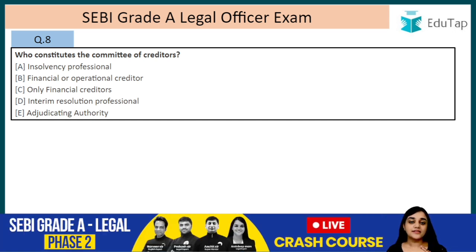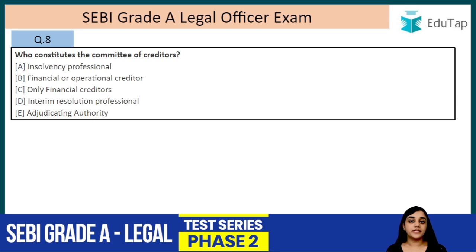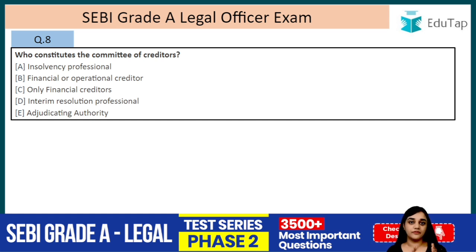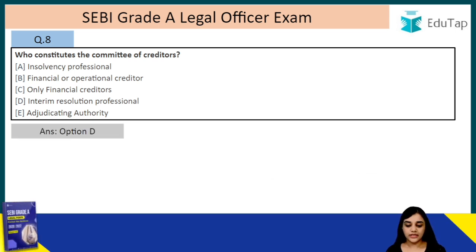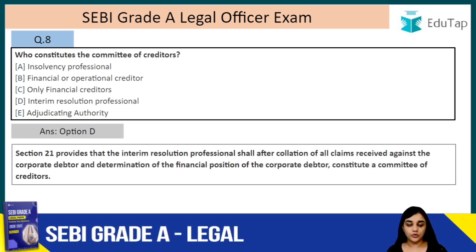So now unless this committee is constituted, the management and the control of the A Limited is with the IRP. And once this committee is constituted, the management and the control goes to who? It goes to these creditors, and now they will decide the fate, and it will be validated by the NCLT. Now let's read this. Who constitutes the committee of creditors? Now you know who constitutes it.